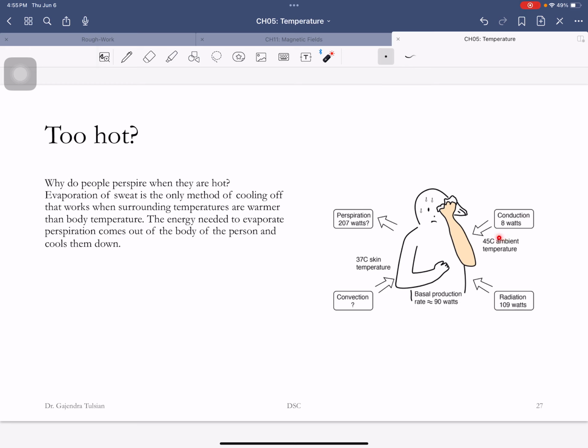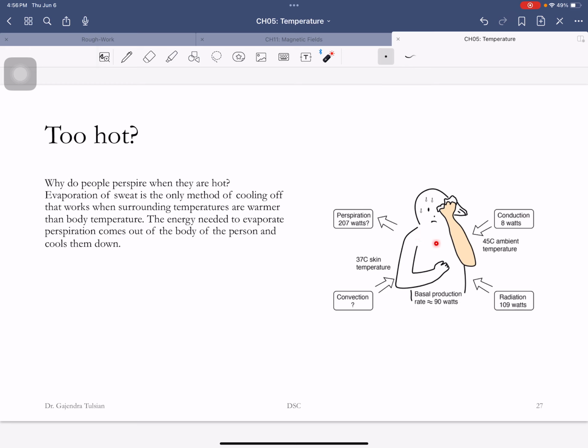Now, when the ambient temperature, the outside temperature, is greater than your body temperature, the only way to cool really is through perspiration. There's heat coming in because the outside temperature is hotter. You're getting energy via radiation from the outside. All other mechanisms are bringing in heat. The only way you're going to lose heat is via perspiration. And remember, if the humidity is high, it's hard to lose heat via evaporation of your sweat.